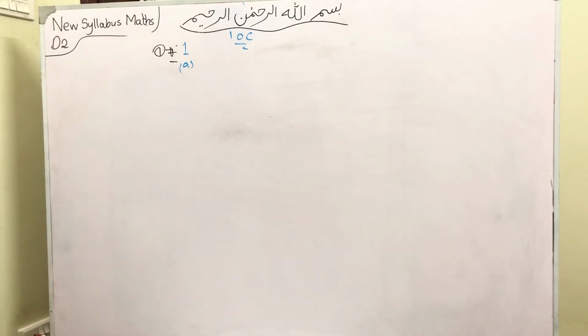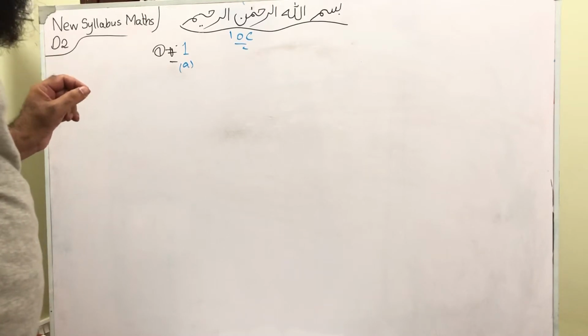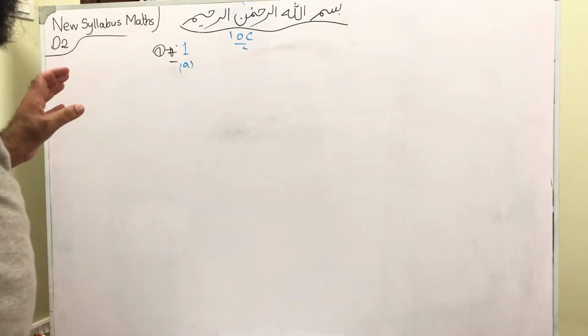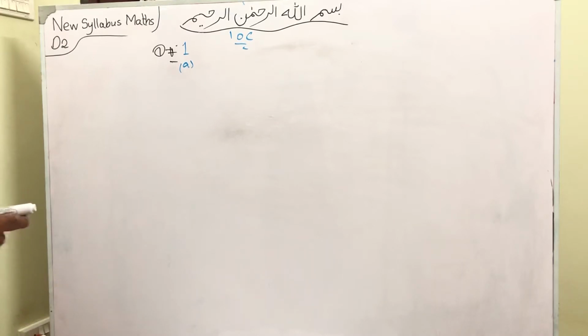Here we have to apply the Pythagoras theorem, and see if the square of one side is equal to the sum of the squares of the other two sides. If both sides are equal, then it means it is a right angled triangle. So we need to state whether it is a right angled triangle or not. We will be doing the first part.